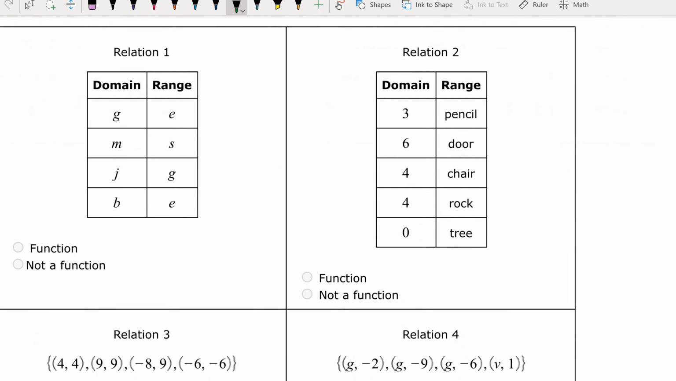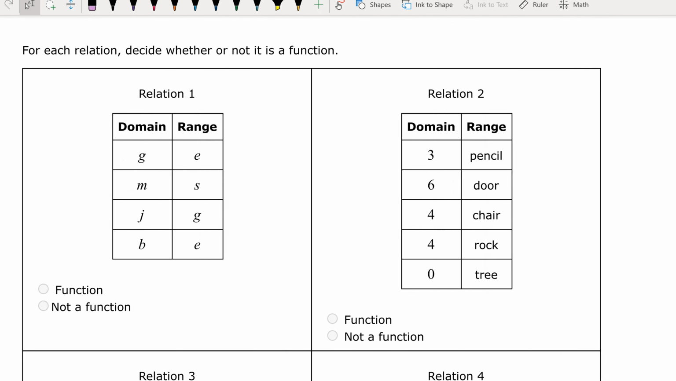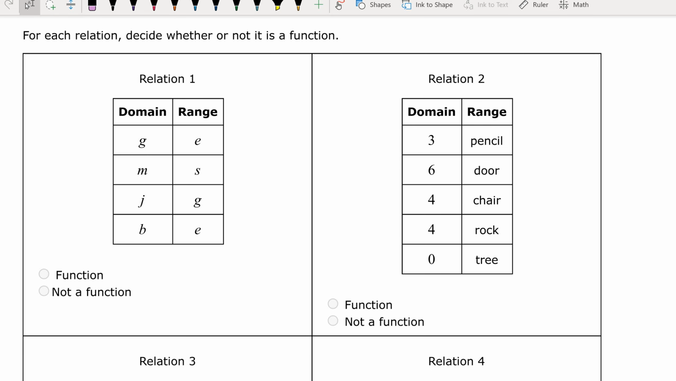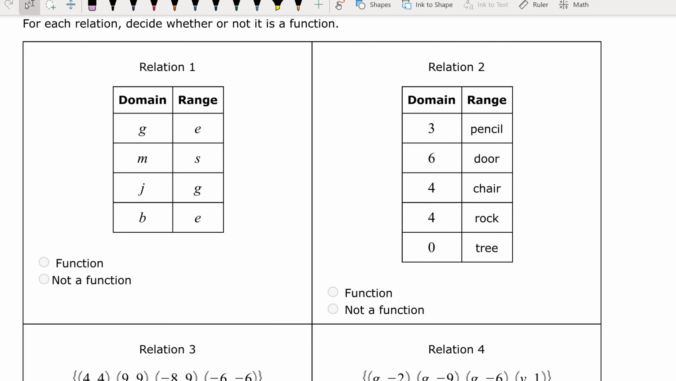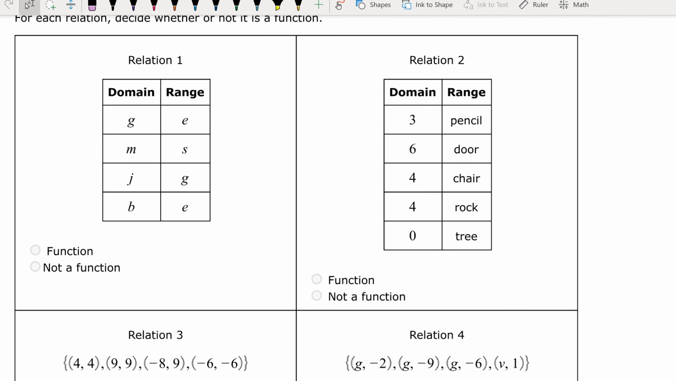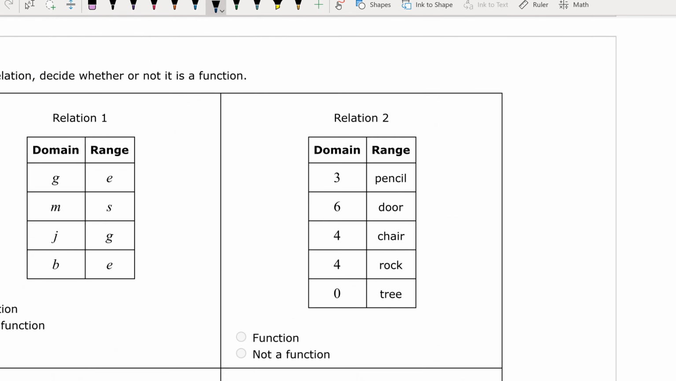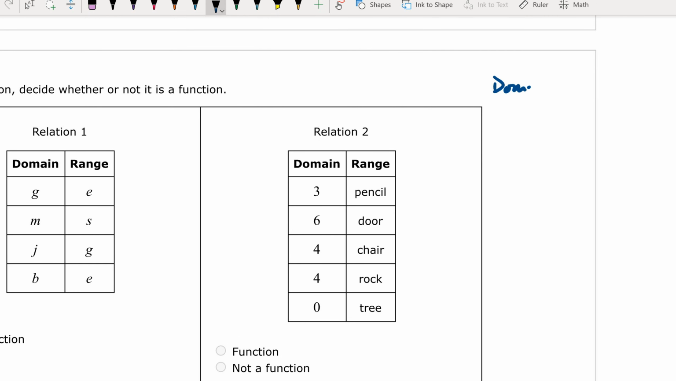Alright, we're heading to problem number 5. For each relation, decide whether or not it is a function. So for a function, we talk about people and places. Domain is like people and range is places. Domain, let me draw it out really quick. Domain is like people and range is like places.